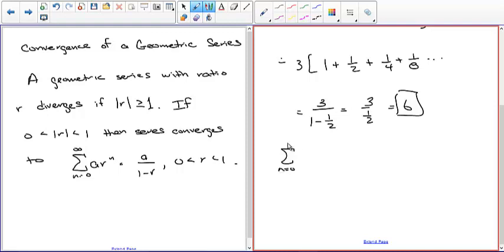Now, a case where it diverges is if I had the infinite series n equals 0 to infinity of, say, 4 times 4/3 to the nth power. That's another example of a geometric series, but the common ratio is greater than 1, and so the rule says that it diverges. You can kind of tell why, because if you take any number greater than 1 and keep multiplying it by itself, it's ultimately going to become a very big number, even though it starts out small.